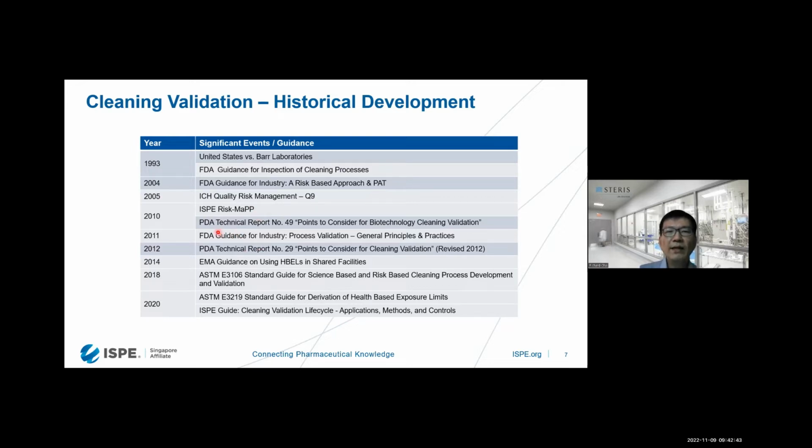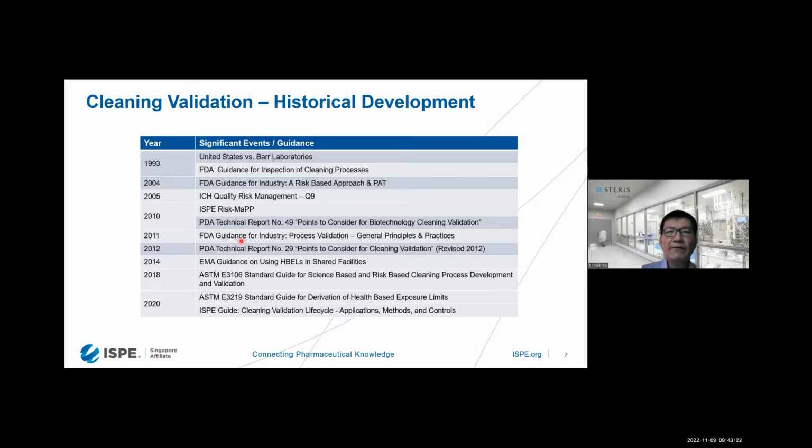Next, we look at the PDA technical reports. I'm sure all of you should be very familiar with technical report number 29 and number 49. This is basically related to the cleaning validation. Very soon, these two technical reports will be combined into one technical report, which is technical report number 29. In this new revised technical report, basically this will apply to various manufacturing processes related to the cleaning validation. This will come out very soon in the near future.